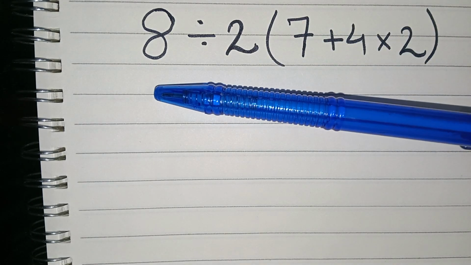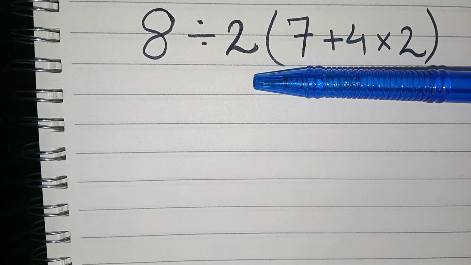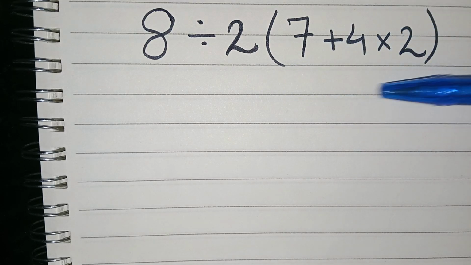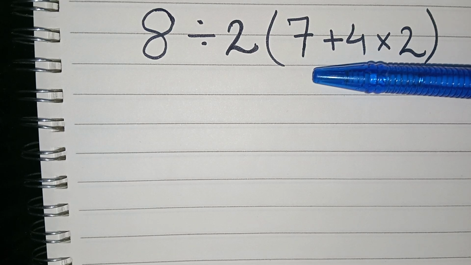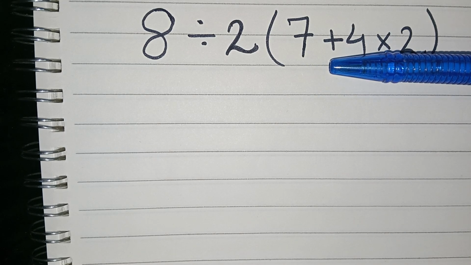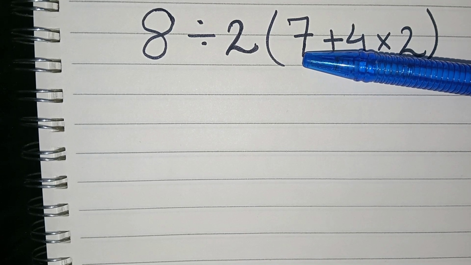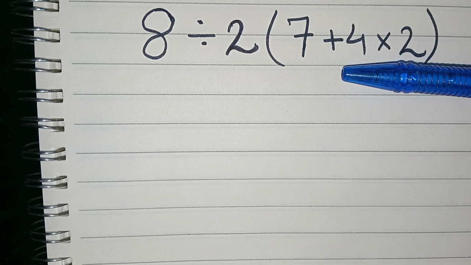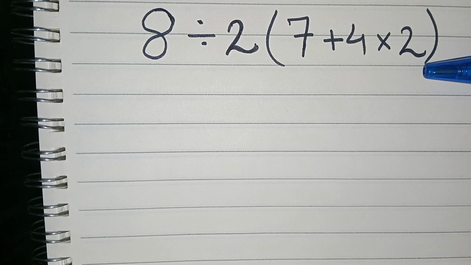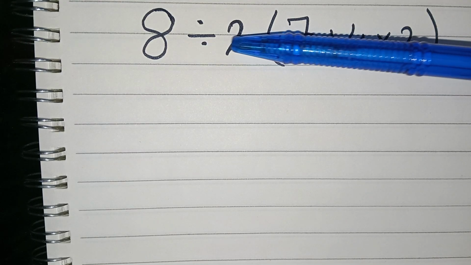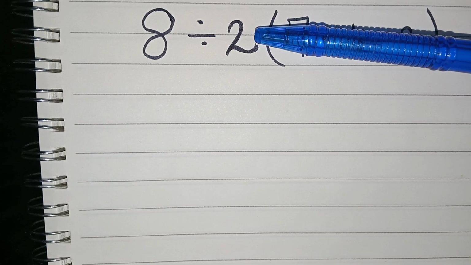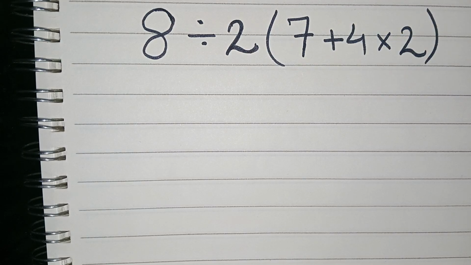What do people actually do? They first divide 8 divided by 2, which is a correct step, but then inside the bracket they ignore BODMAS and PEMDAS. They ignore both of them, and first they add 7 plus 4, which gives 11, and 11 times 2 gives 22, and 8 divided by 2 gives 4. So 22 and then 4, they get the wrong answer. But there is a correct method from which you can easily identify the correct answer. So let's start.